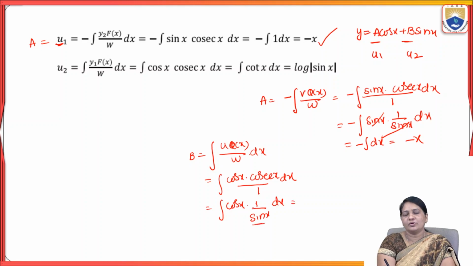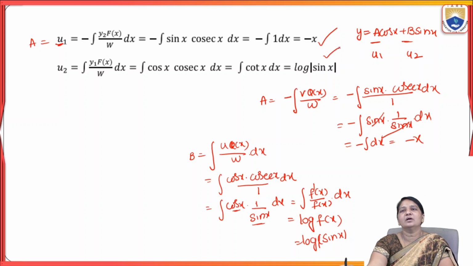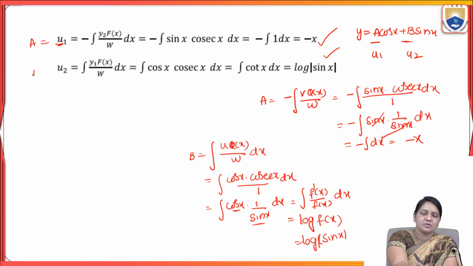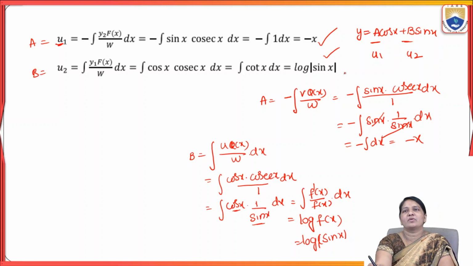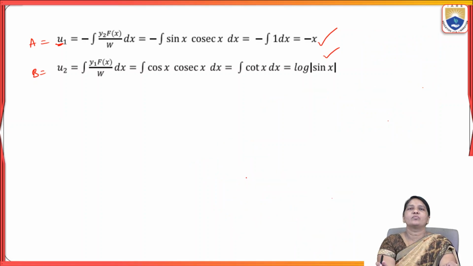Now the sin x derivative is cos x. So now it is in the form of f dash of x by f of x dx. So here I can write this as log f of x. What is the f of x here? Log sin x. So that's why here we are taking the log sin x. So the b value is log sin x, the a value is minus x. So now I got the values of a and b.